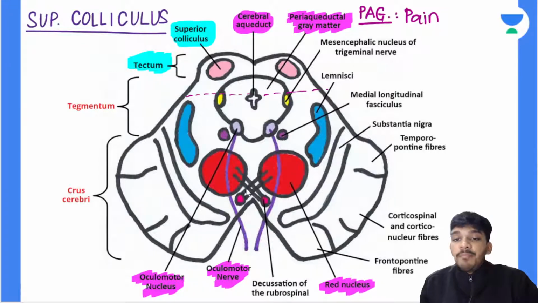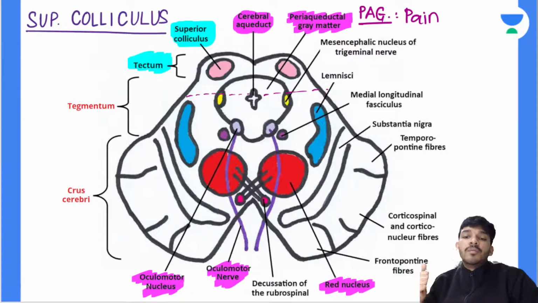Very prominent, very big structure here. It's so prominent in this section that you cannot miss the red nucleus. It's very large. It's not a microscopic structure. It is almost half a centimeter in diameter, almost 5 millimeters in diameter, right? And the red nucleus receives a lot of afferents.